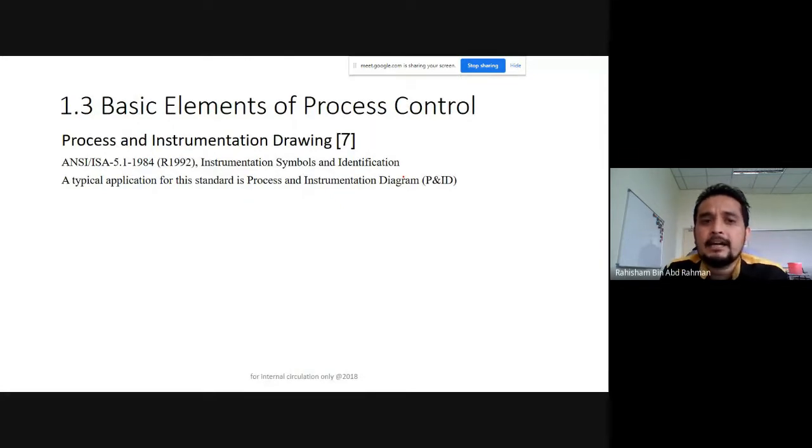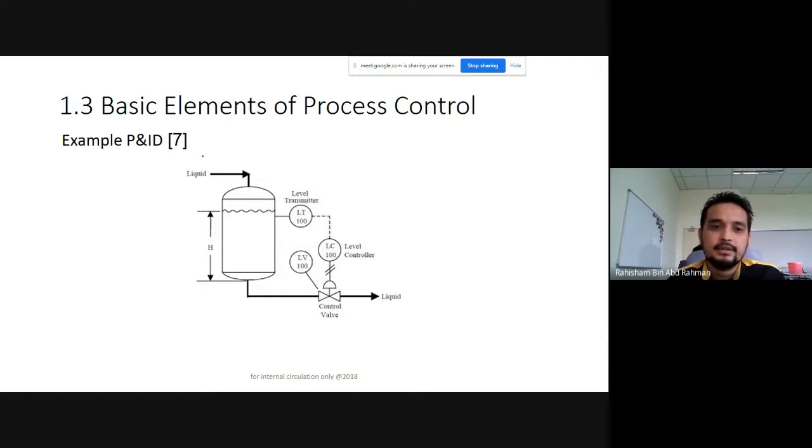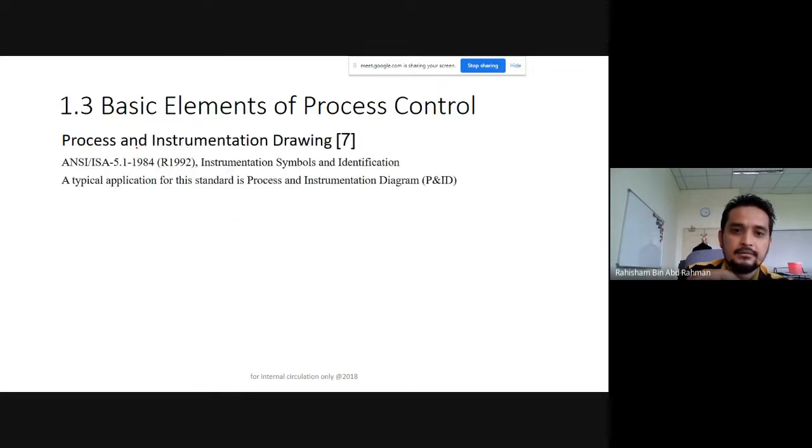Okay, now a very simple one, P&ID. What is P&ID? Process and instrumentation diagram. Normally we just call it PID; we don't put the N here. It's okay, you can call it PID or P and I diagram, also okay. So what is P&ID?